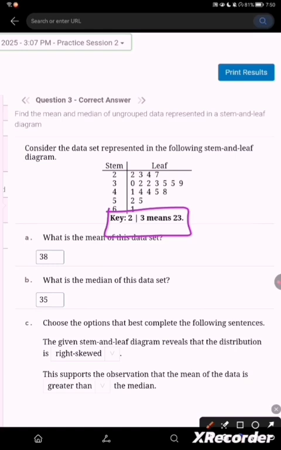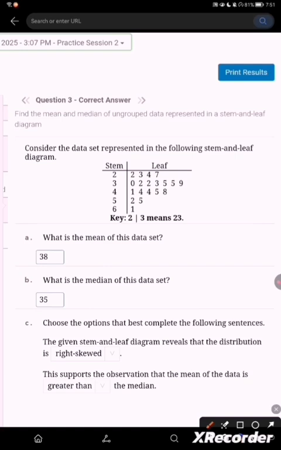It can be, for example, I'm not sure, like 0 and 2, 3 is 0.23. Something like that. Like you never know what it's going to be like. So always look at the key. Okay? So you're going to start by adding.